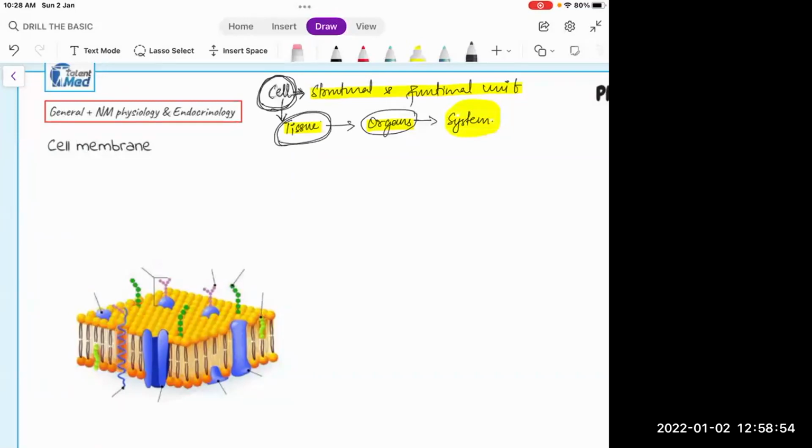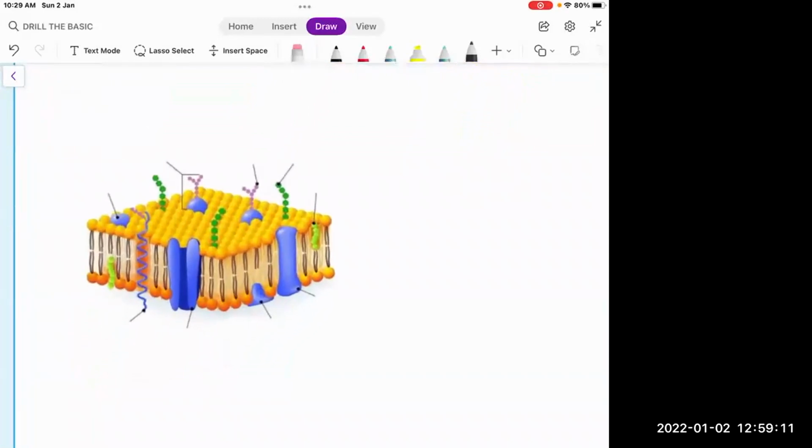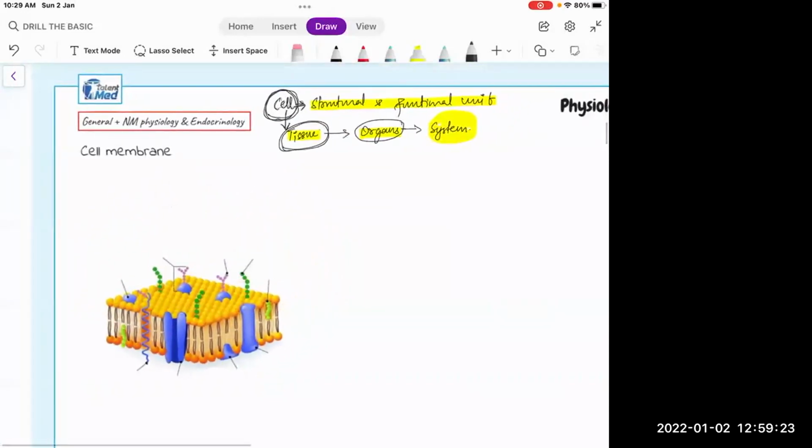This is very basic, but still I want to insist on this. So now, what is the cell? It is the structural and functional unit. Before going into the cell and its organelles and their functions, we should know about the cell membrane. The cell membrane is made up of three important contents. What are all those?